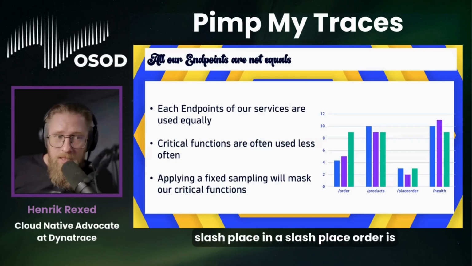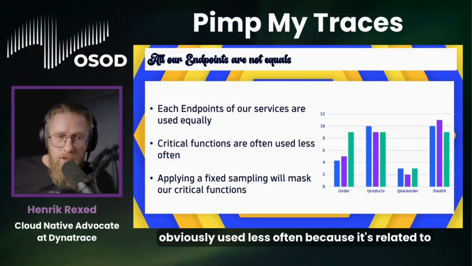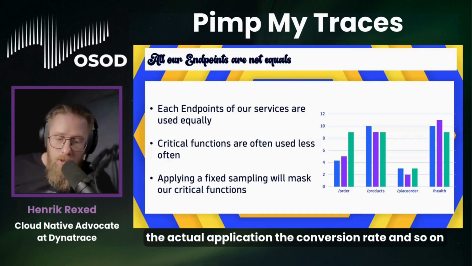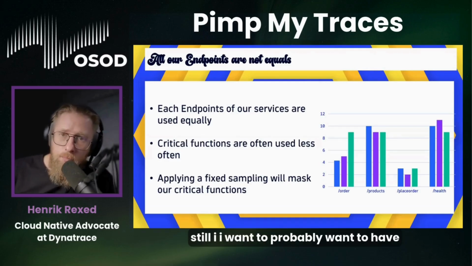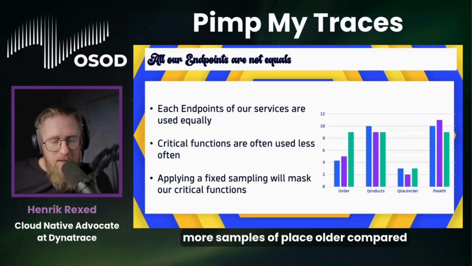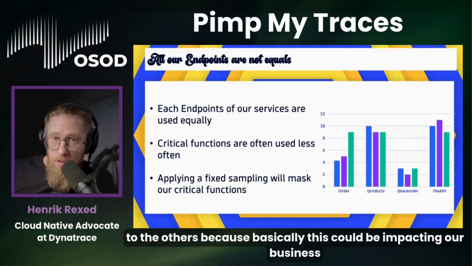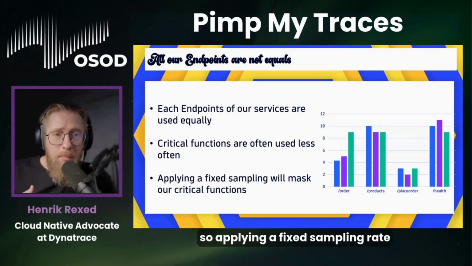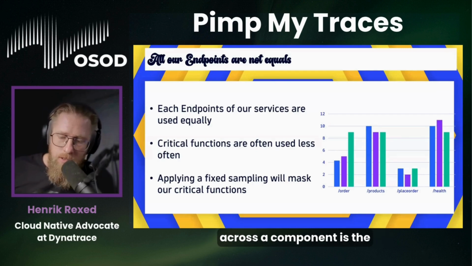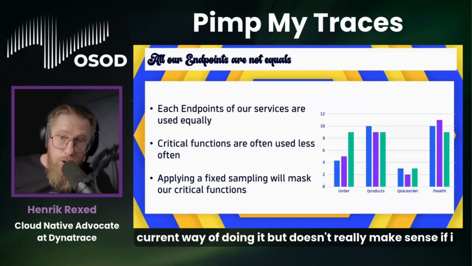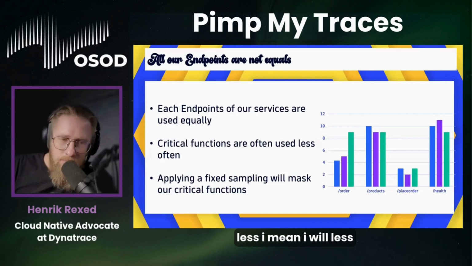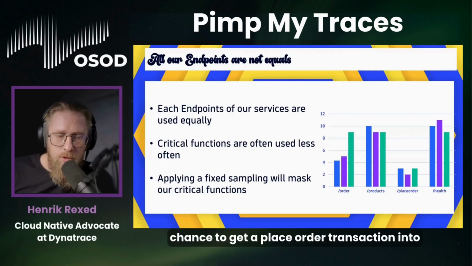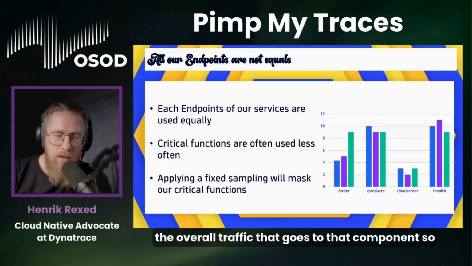And /place order is obviously used less often because it's related to the actual application, the conversion rate, and so on. But still, I probably want to have more samples of place order compared to the others because it could be impacting our business. So applying a fixed sampling rate across a component is the current way of doing it, but it doesn't really make sense. If I apply 20%, then I will have 20% less chance to get a place order transaction into the overall traffic that goes to that component.